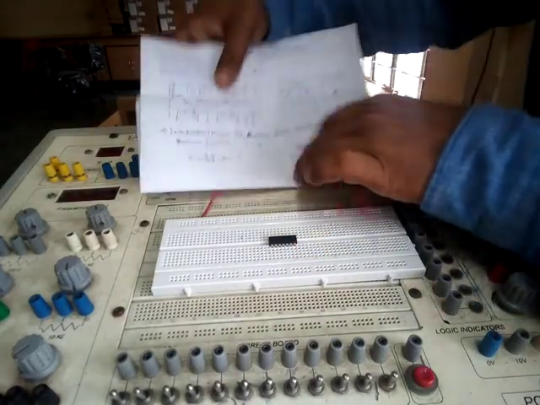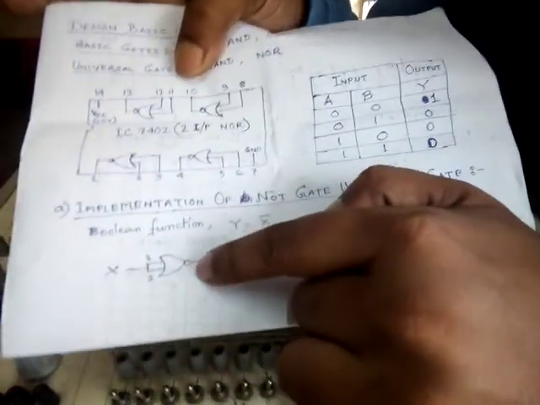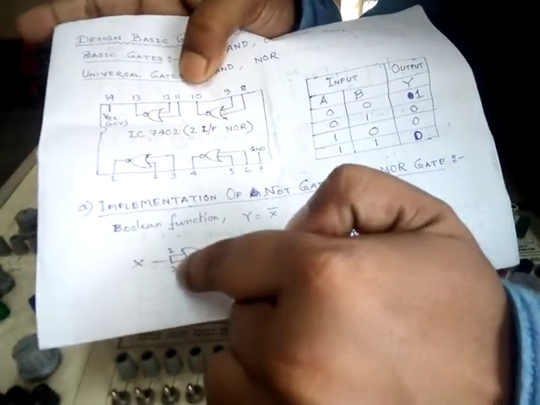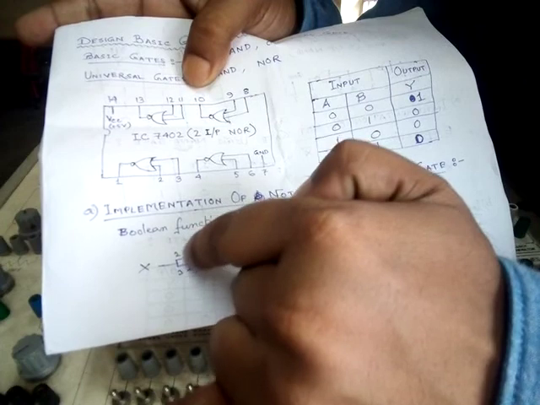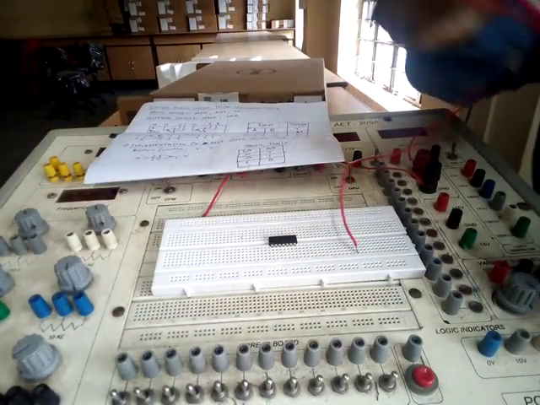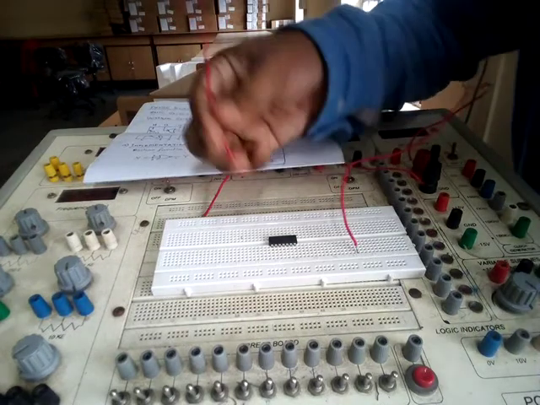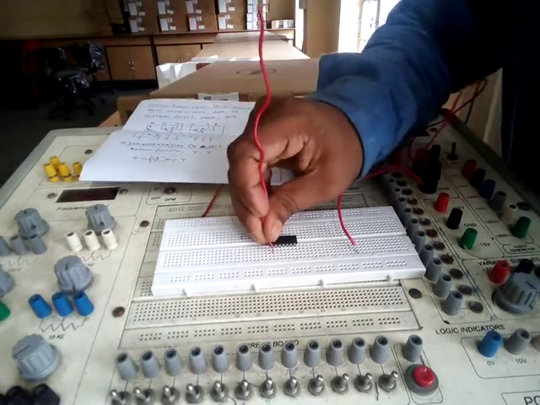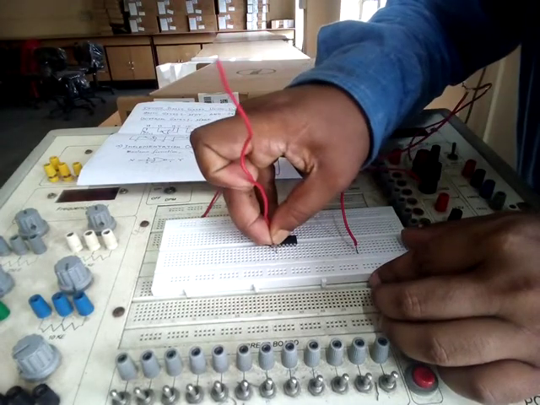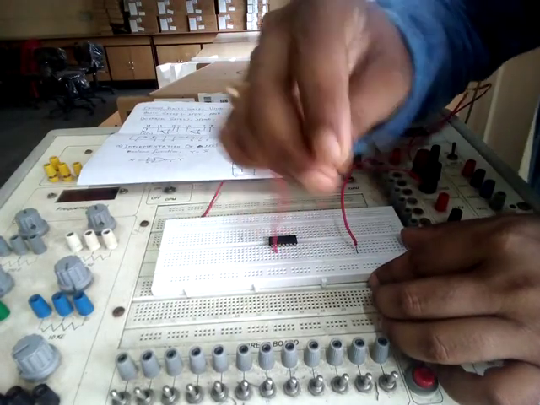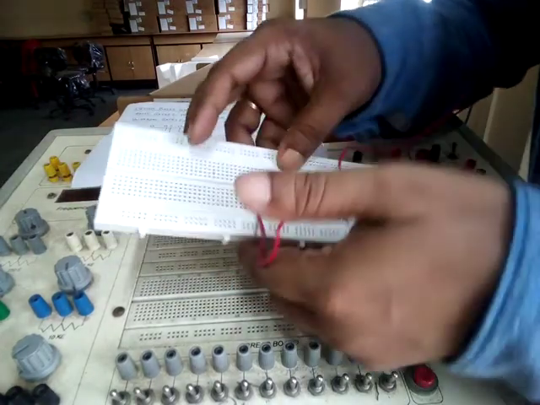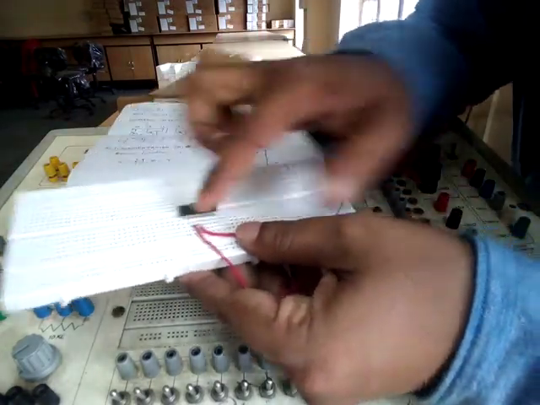Okay, the circuit diagram of the NOT gate. See this. Okay, pin number 2 and 3 are the input, and these two pins are shorted. So first of all, pin number 2 and 3.